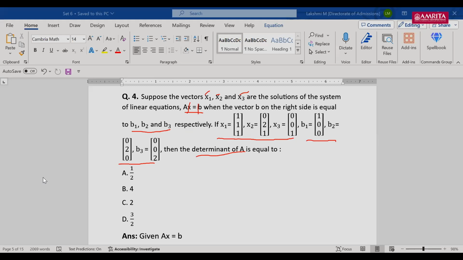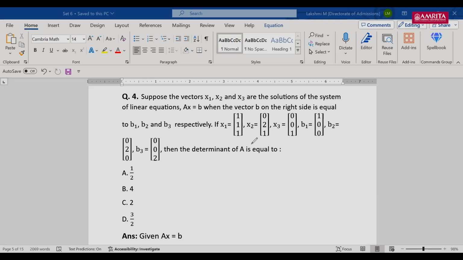This is also a category of question. Suppose the vectors x1, x2, x3 are the solutions of the system of linear equations. They have given the format Ax equal to b. So b comes on the right side, and they have given it as the terms b1, b2, b3. If x1 is equal to this, x2 equal to this, x3 equal to this, b1, b2, b3 equal to this. So you have the 3 by 3 vectors b1, b2, b3, x1, x2, x3. So Ax1 equal to b1, Ax2 equal to b2, Ax3 equal to b3. So what is actually A?